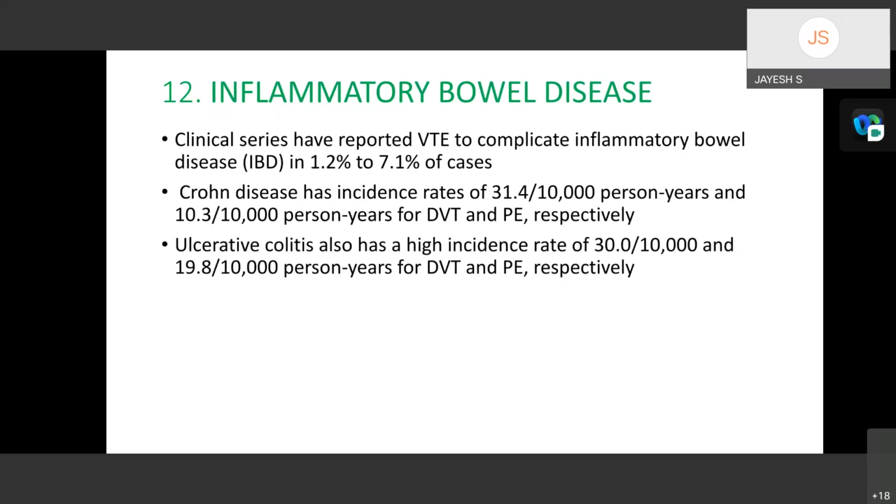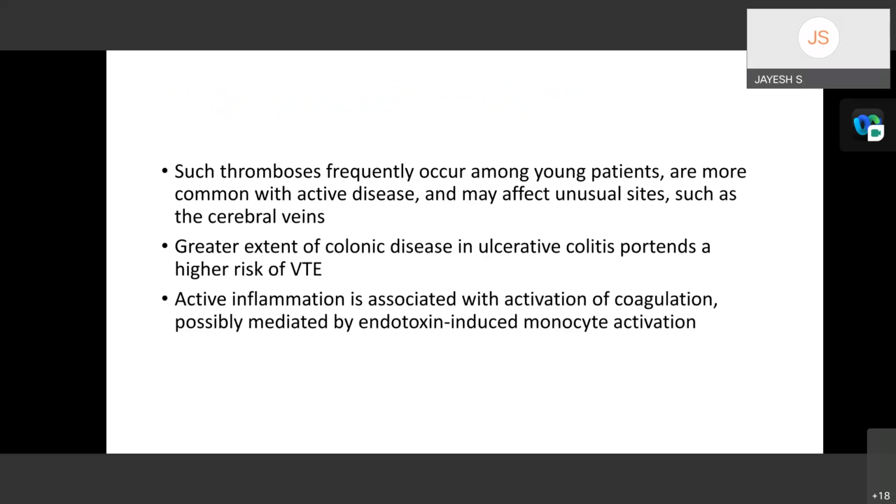Then inflammatory bowel disease. It has been reported that in Crohn's disease and ulcerative colitis there is a high incidence. It occurs mostly in young patients and in patients who are having active disease, and it occurs in unusual sites like cerebral veins. The greater the extent of the colonic disease, the greater the risk of venous thromboembolism. The active inflammation is associated with activation of coagulation, possibly due to endotoxin-induced monocyte activation.